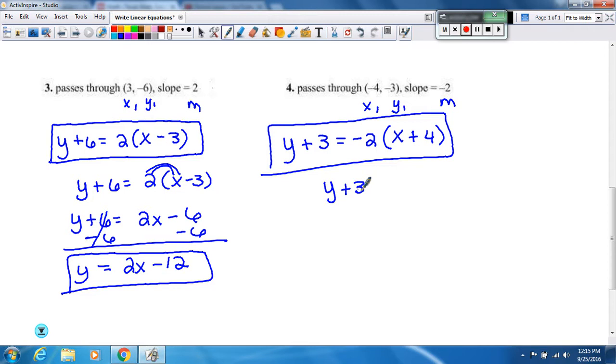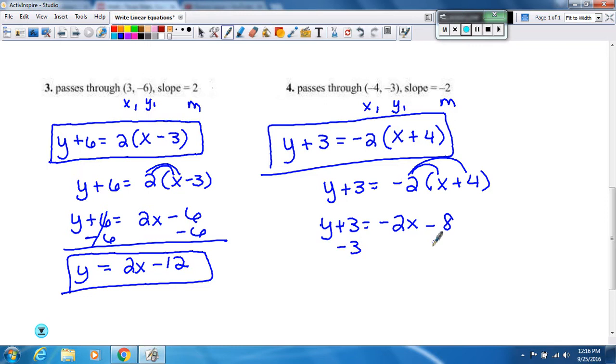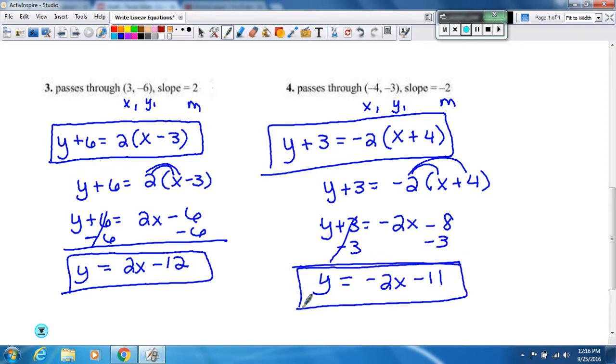I'm going to use that to get my slope-intercept form. So leave the y plus 3 alone for now. Negative 2 times x is negative 2x. Negative 2 times 4 is negative 8. Subtract 3 from both sides. So y, the opposites cancel, equals negative 2x. Negative 8 and a negative 3 is a negative 11. So y equals negative 2x minus 11.